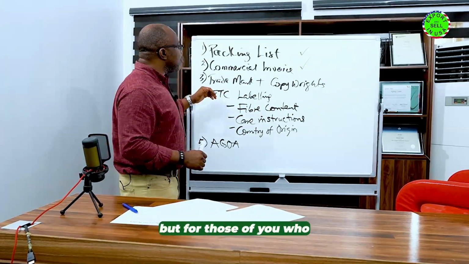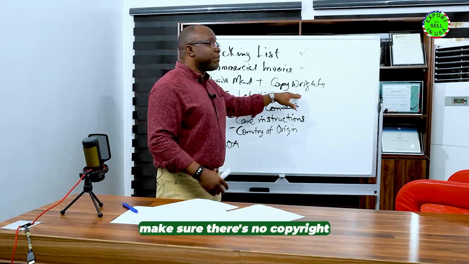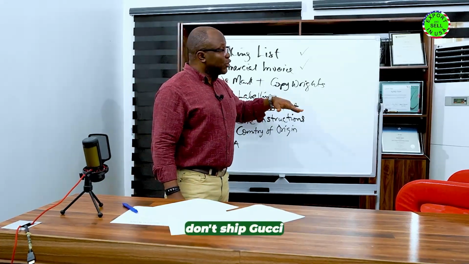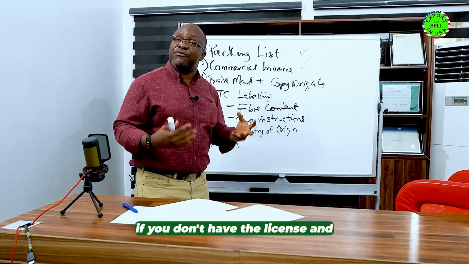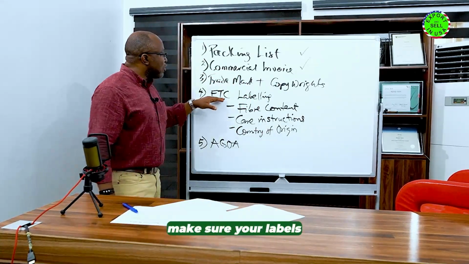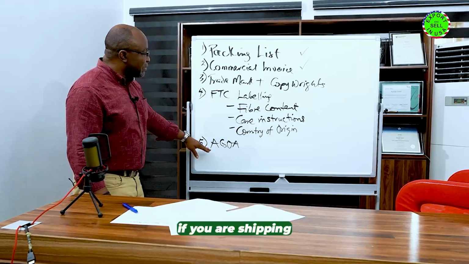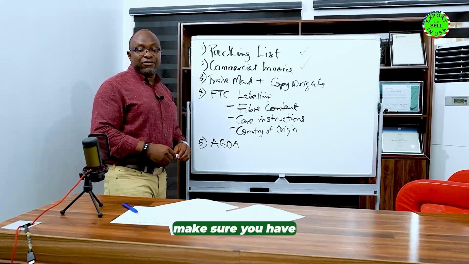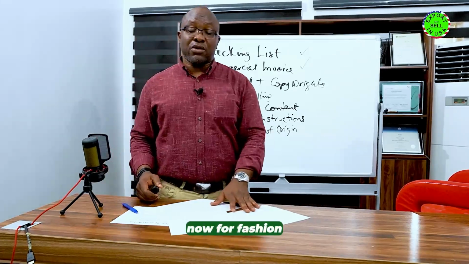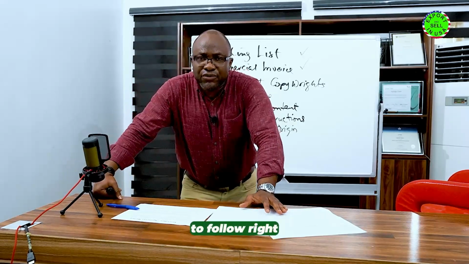But for those of you who are shipping items made by other people, make sure there's no copyright or trademark infringement. Don't ship Gucci or all those things if you don't have the license and authorization from them to ship it. Make sure your labels meet FTC labeling requirements. If you are shipping under AGOA, make sure you have followed the AGOA rules. Now, for fashion, under AGOA, fashion has special rules that you have to follow, right?